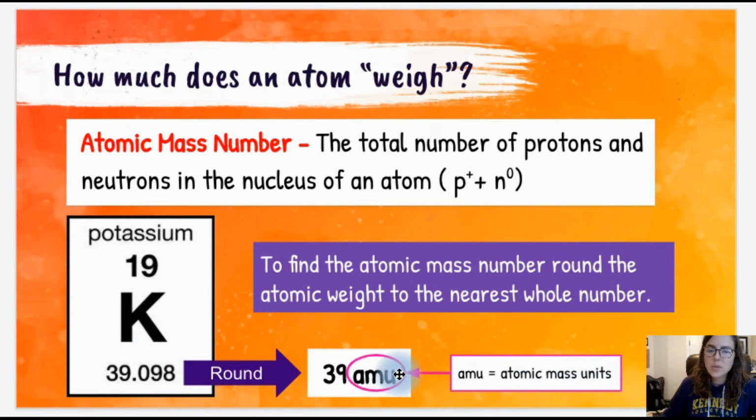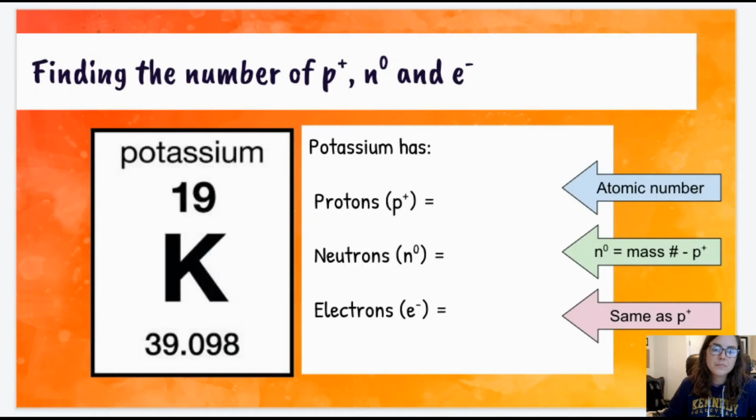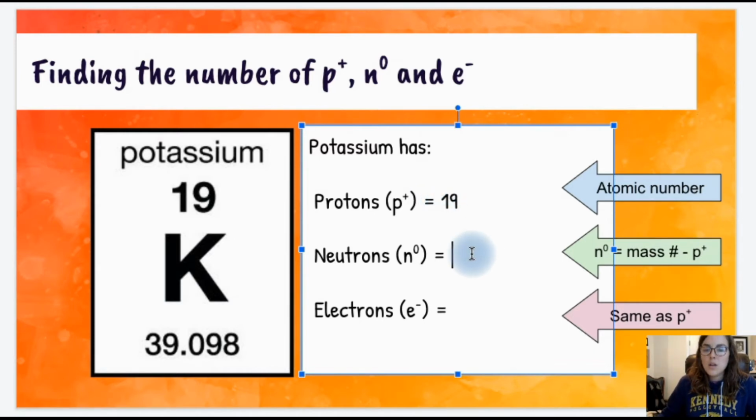So now let's see, how do we use that number? Well, first off, potassium has protons, neutrons, and electrons, and we can find them all out from this square on the periodic table. Protons are equal to the atomic number, which is 19. So potassium has 19 protons. Neutrons are mass minus protons. Well, our mass, we just talked about rounding that to 39, minus protons gives us 20 neutrons.